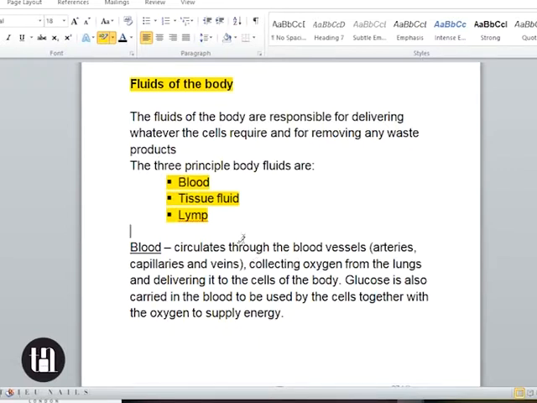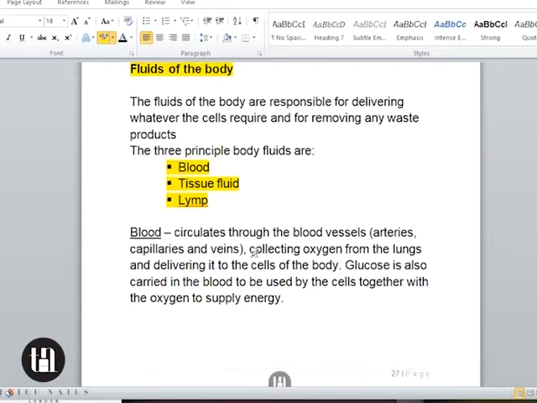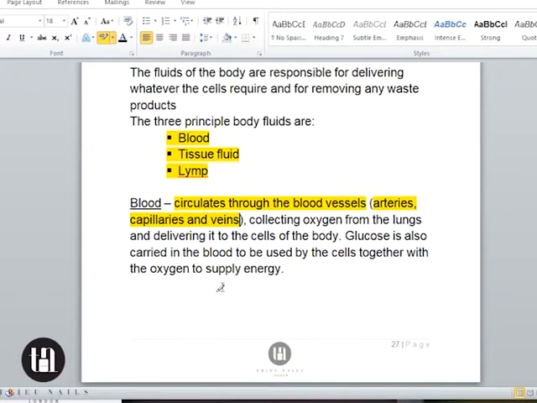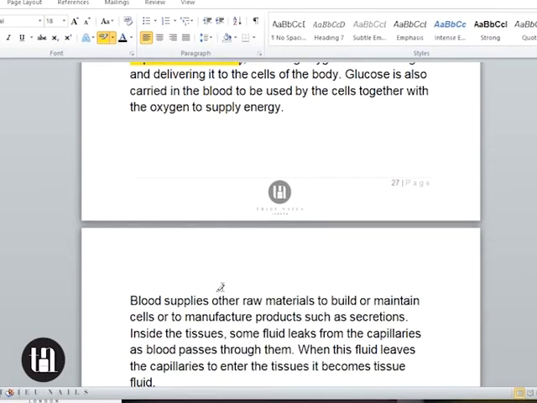Well, we'll go over lymph in this section, but there will be a whole topic on the lymphatic system in another video in this series. So blood circulates through blood vessels. So you have three: the arteries, the capillaries, and the veins. They collect oxygen from the lungs and deliver it to the cells of the body. Glucose is also carried in the blood and used by the cells together with oxygen to supply energy.